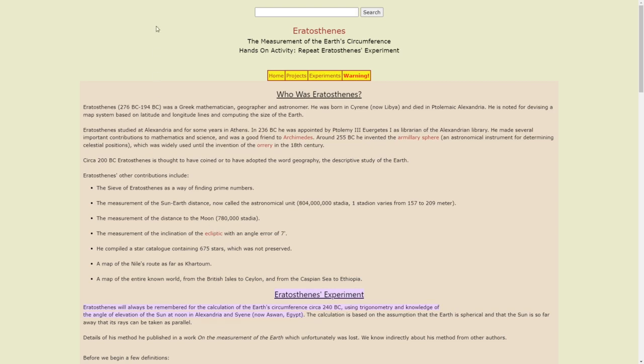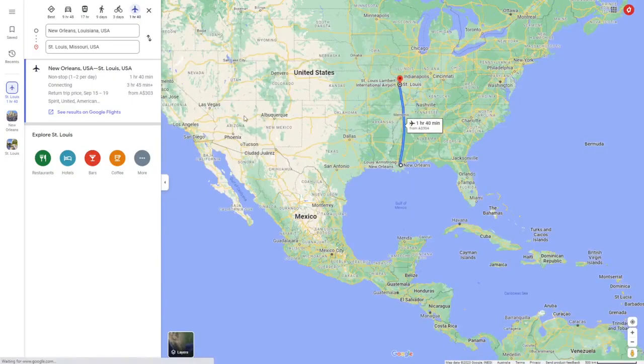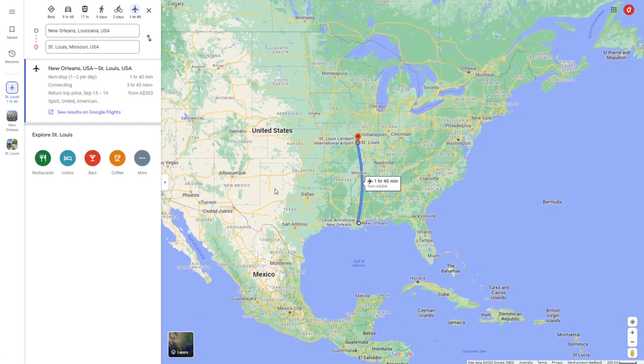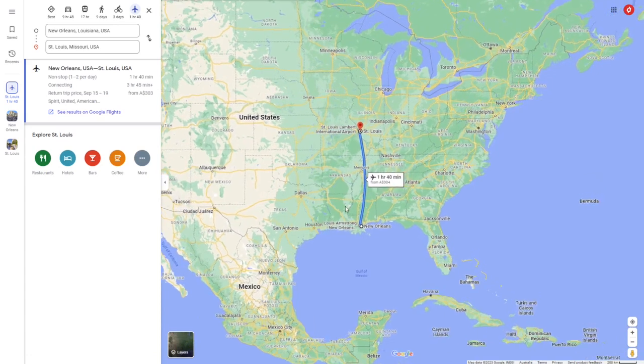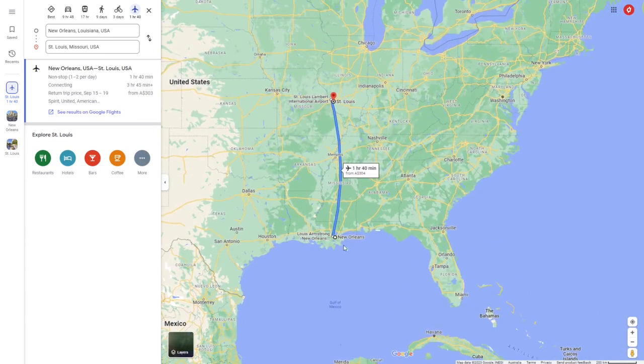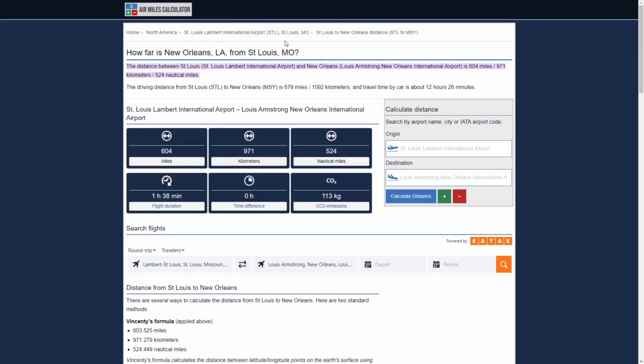So, I decided to use the United States because most flat earthers are in the United States, and I figured that St. Louis and New Orleans were pretty much directly over the top of each other on the same line on the actual map. And so what I figured I would do is double check the distance. So I've got here St. Louis to New Orleans International Airport.